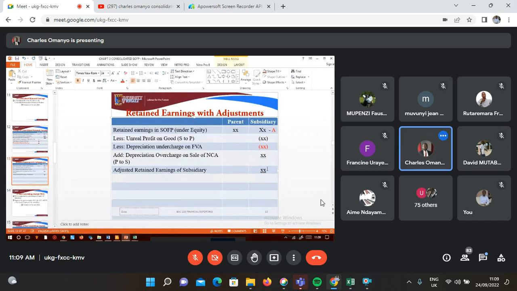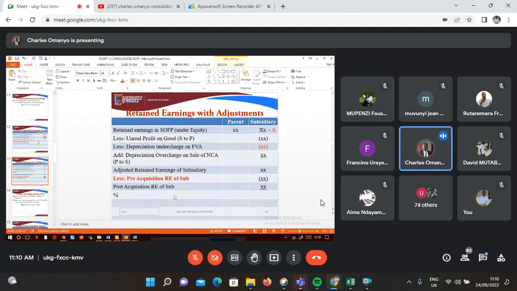And then you come and less the pre-acquisition retained earnings of the subsidiary. You less it, and what you get is post-acquisition retained earnings of the subsidiary.